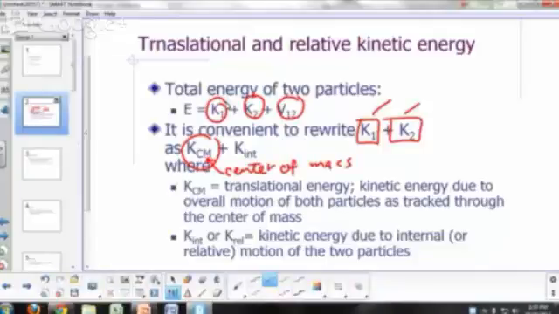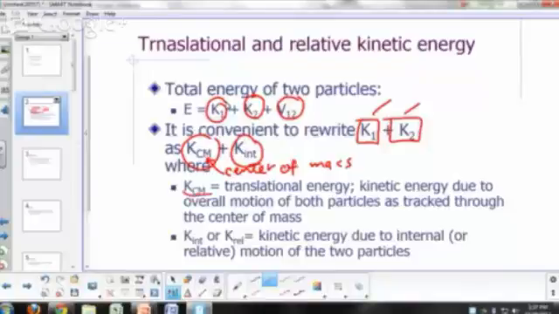Okay, so you say, instead of kinetic energy of particle 1 plus kinetic energy of particle 2, the kinetic energy is the kinetic energy due to the motion of the center of mass plus the kinetic energy due to the motion of the two particles relative to each other. So you call that the internal or the relative motion.